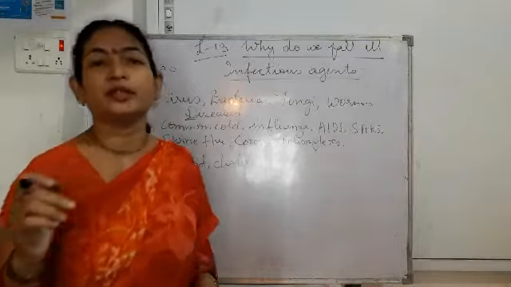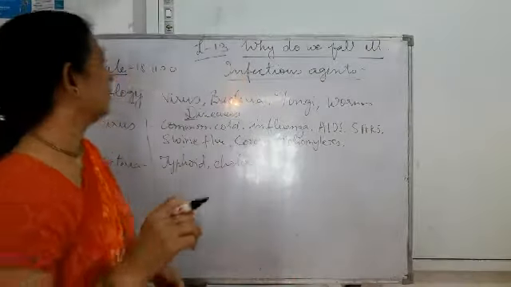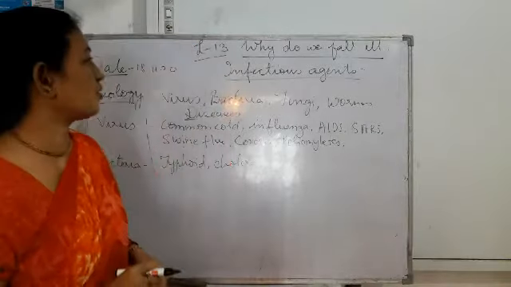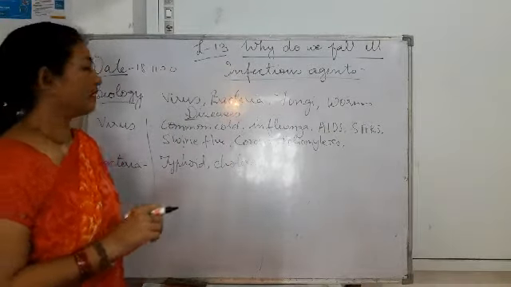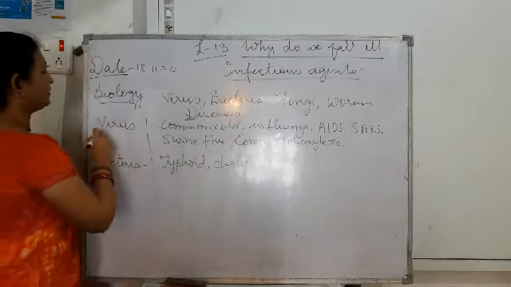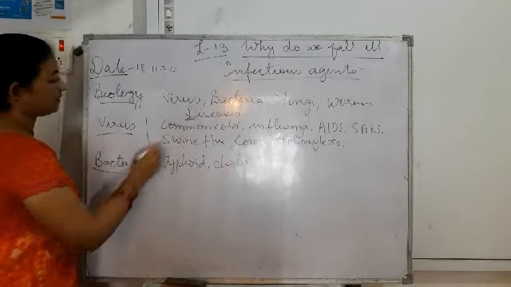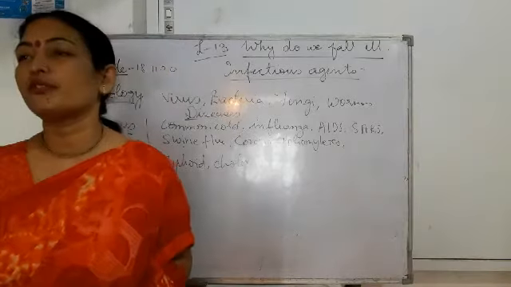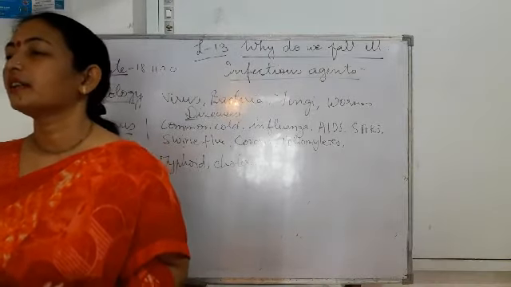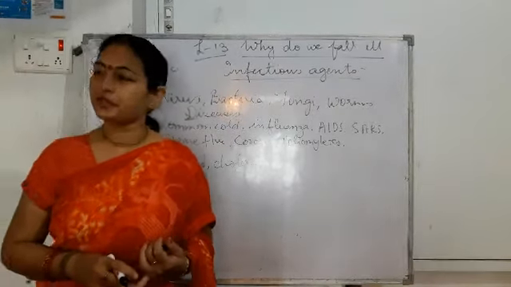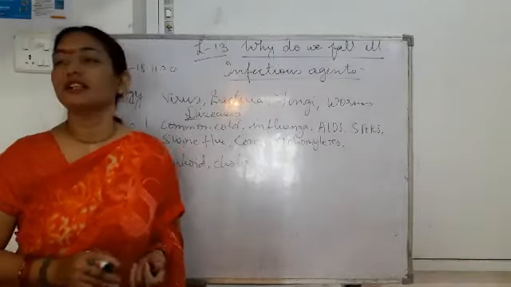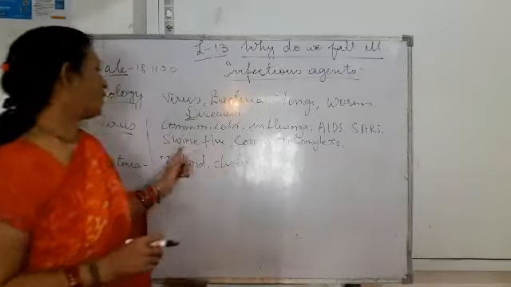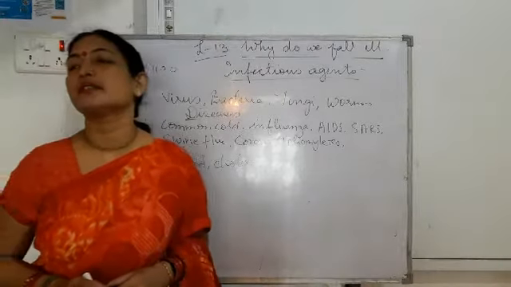Now we discuss the infectious agents. Under this you have virus, bacteria, fungi and worms, which cause different types of diseases. Viruses cause different diseases, like the common cold, influenza, AIDS, SARS. What is the full form of AIDS? Acquired immunodeficiency syndrome. SARS, severe acute respiratory syndrome. Swine flu, corona, poliomyelitis.